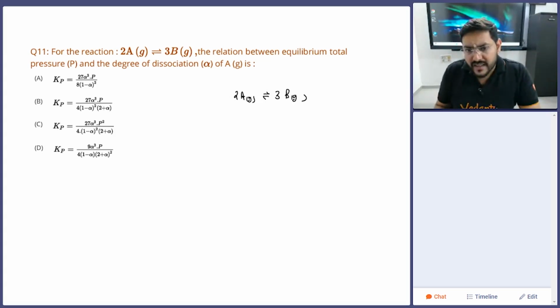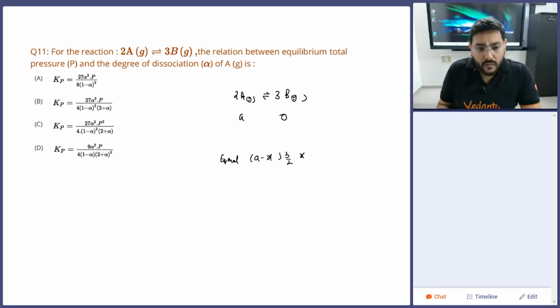So can we say that this is our initial form at t equals 0, and B is going to be 0 at t equals 0. Now it is going to dissociate. How is it going to dissociate? A minus 2x, and here 3x is going to be formed. So the equilibrium moles will be A minus x, and 3 by 2 x.